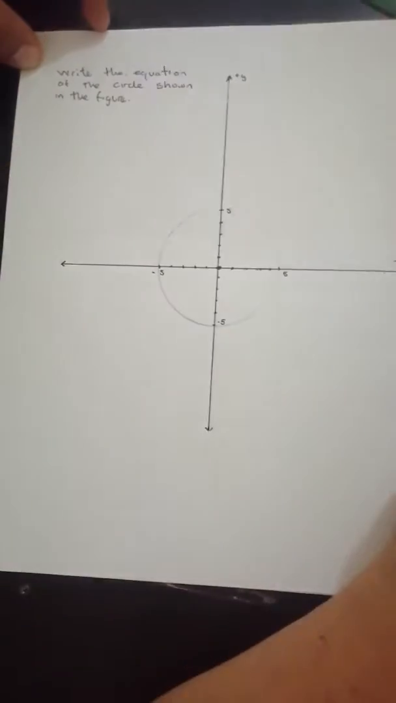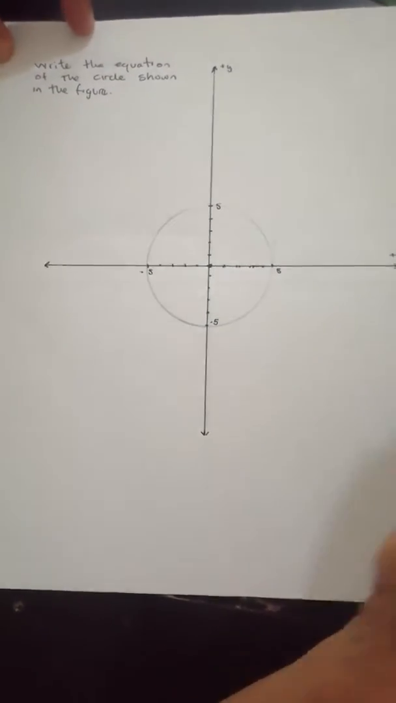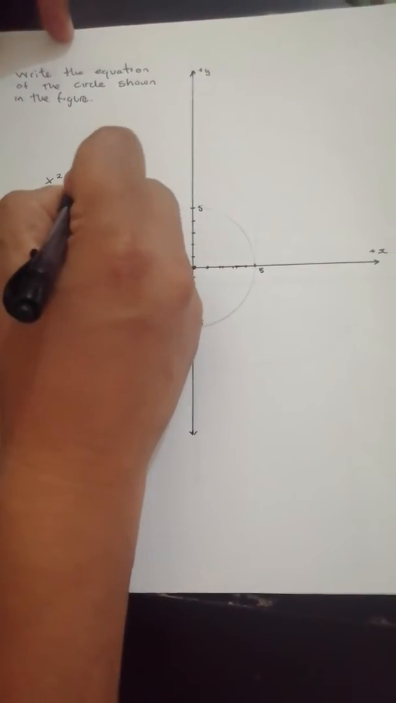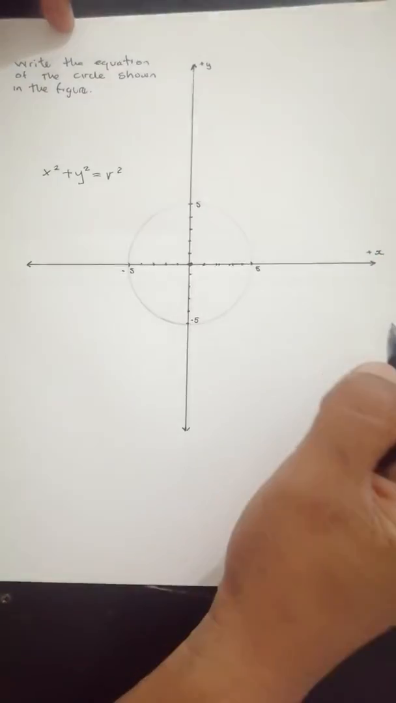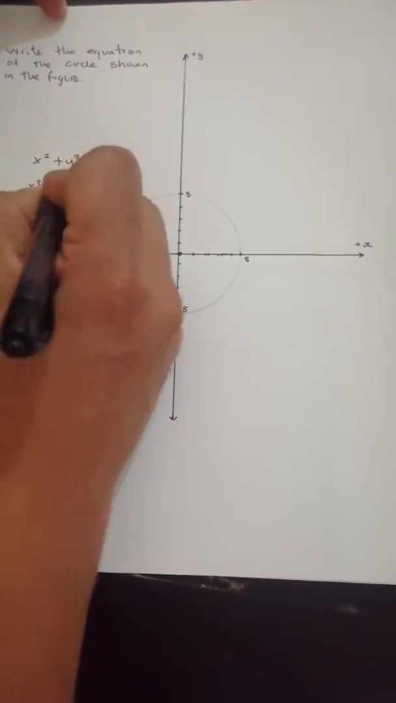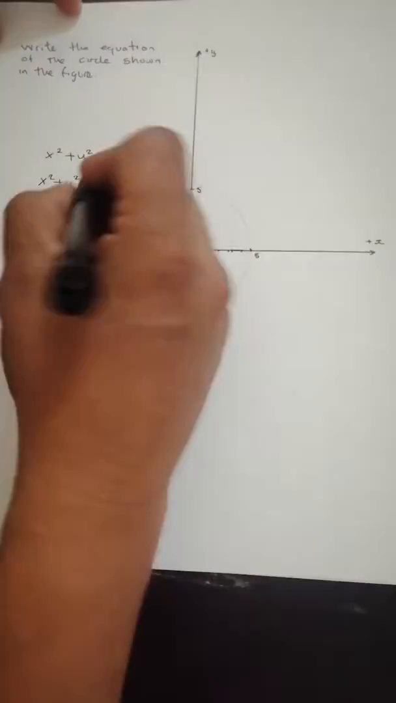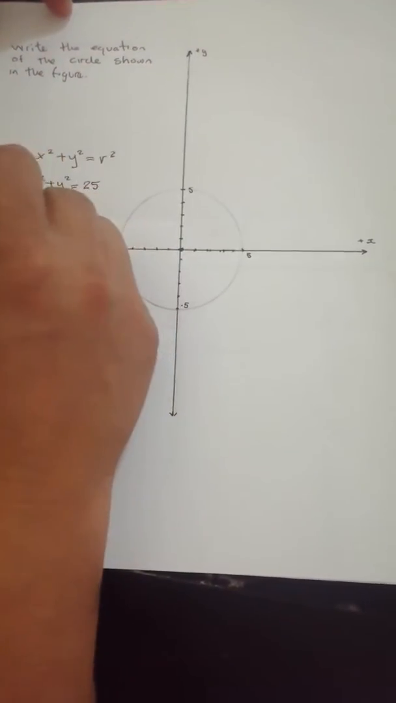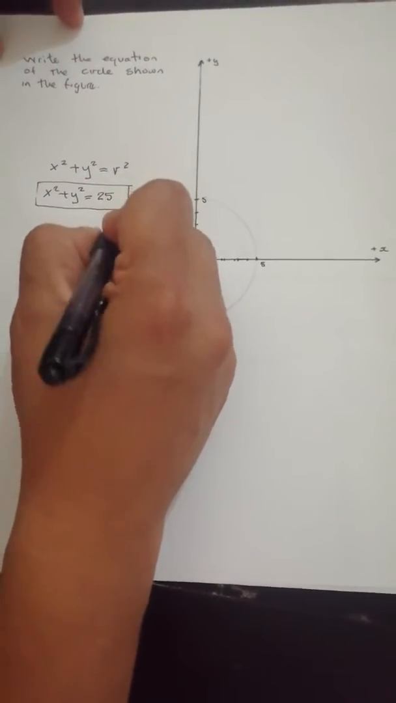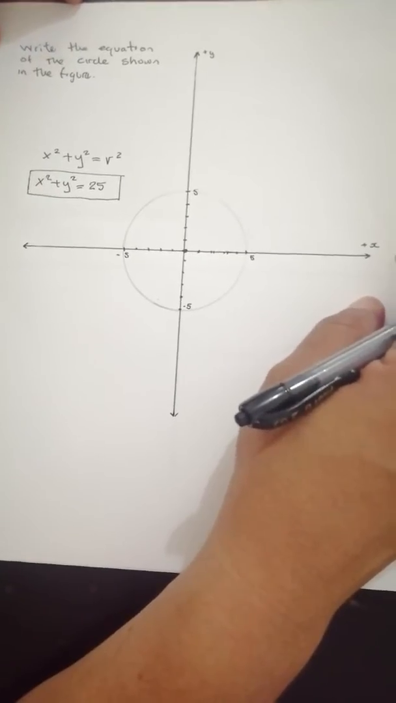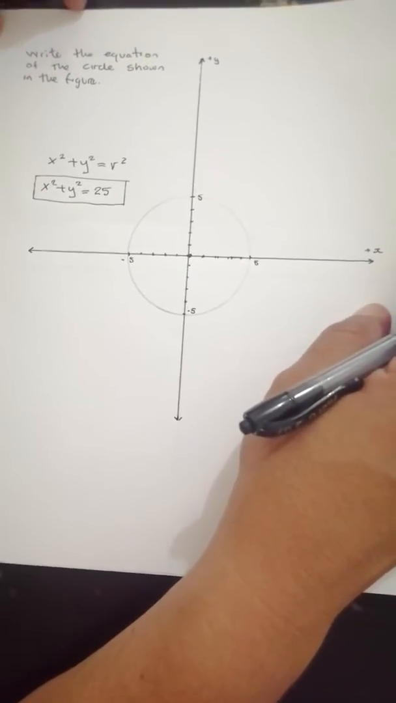When the circle has the center at the origin, it will follow a general form like x squared plus y squared equals the radius squared. So the equation for this circle will be x squared plus y squared equals, and I notice the radius is 5, so I just square that number and it will be 25. So the equation in this case is x squared plus y squared equals 25. This will be the general form for circles with center at the origin.